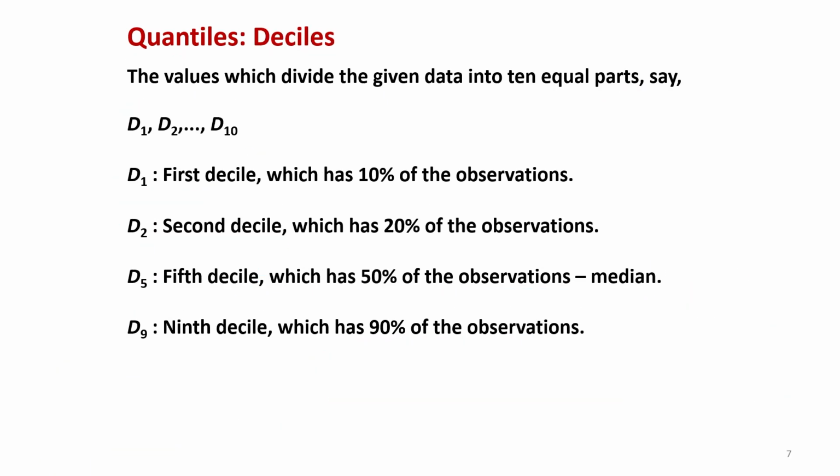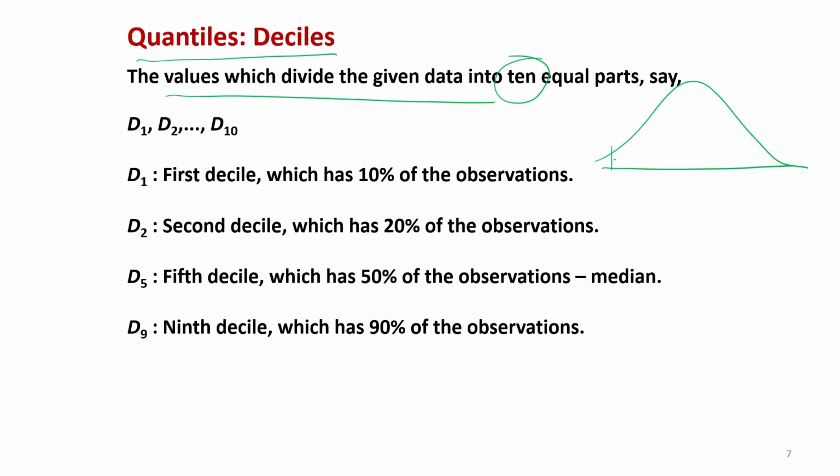And then if you try to divide the entire frequency or the data into ten equal parts, then these quantiles are called deciles, D-E-C-I-L-E-S. So it is something like this. You have the frequency curve here, and then you are trying to divide this into 1, 2, 3, 4, 5, 6, 7, 8, 9, 10 and so on. So this is your D1, this is your D2.